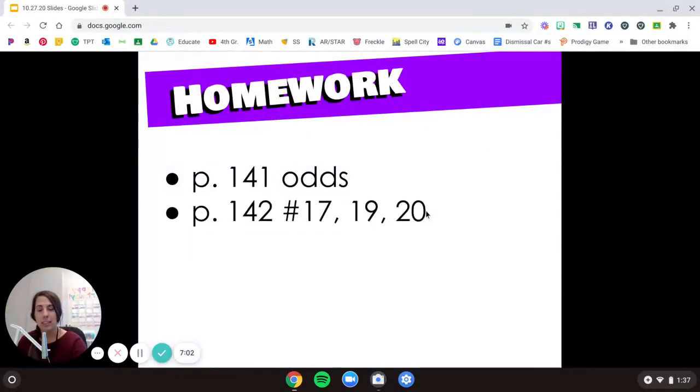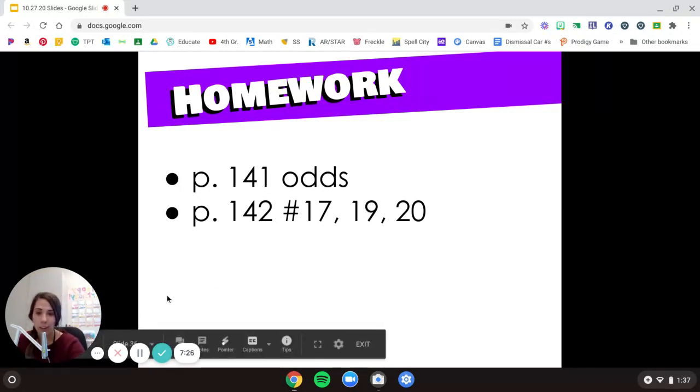All right, so today you have homework on page 141, the odd problems. So 1, 3, 5, 7, 9, 11, 13, and 15. And then on the back side, 17, 19, and 20. Let me know if you have any questions. Otherwise, good luck at doing that traditional algorithm, and let me know if you have any questions, okay?